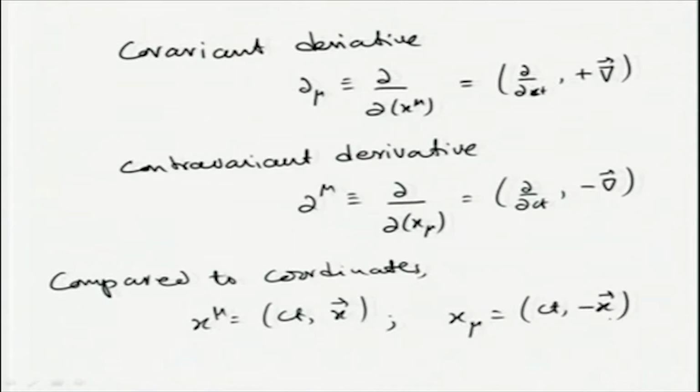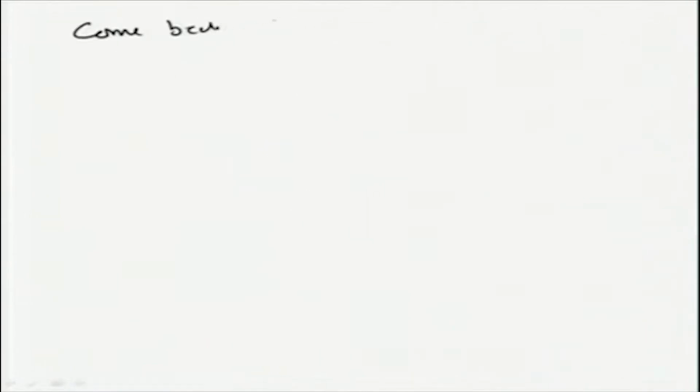Whereas, in the case of derivative operators, the covariant vector has a plus sign in front of the gradient operator, the spatial derivative part, and the contravariant derivative has a minus sign with respect to the time component. This is exactly the opposite in the case of coordinates x_mu and x^mu, covariant and contravariant. Now, let us come back to the Klein-Gordon equation.